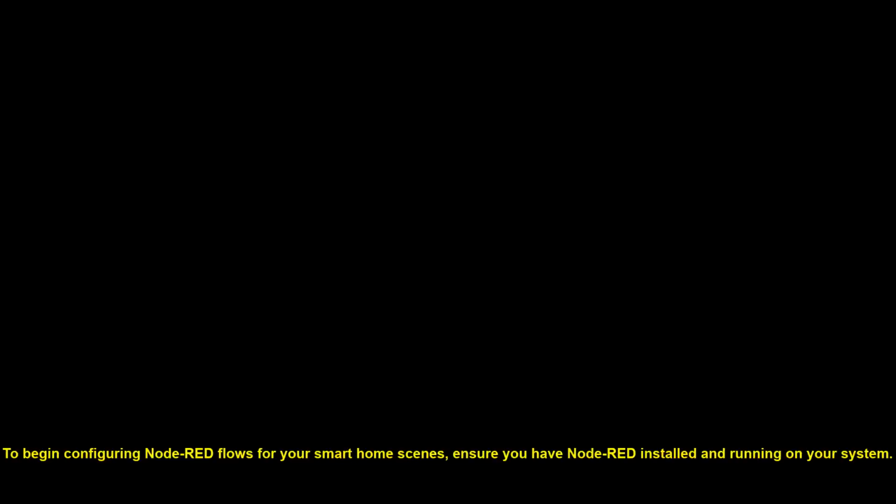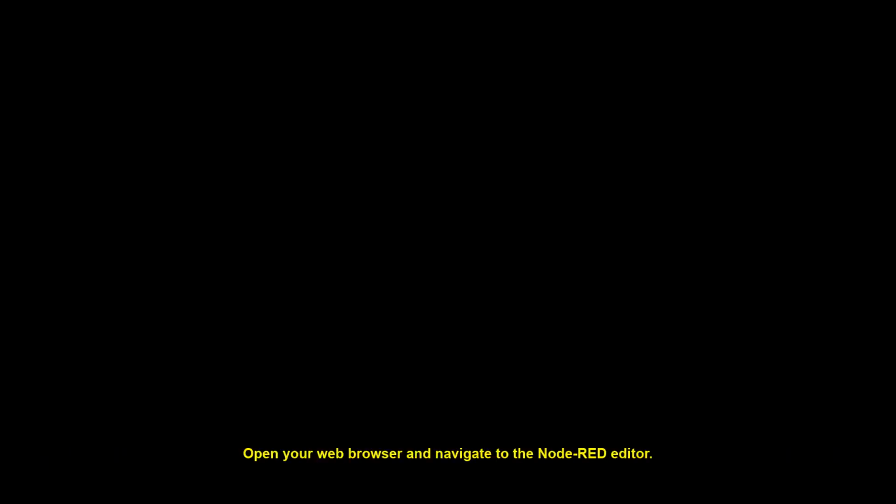Clearly, to begin configuring Node-RED flows for your smart home scenes, ensure you have Node-RED installed and running on your system. Open your web browser and navigate to the Node-RED editor. Create a new flow by clicking on the plus icon in the top right corner.